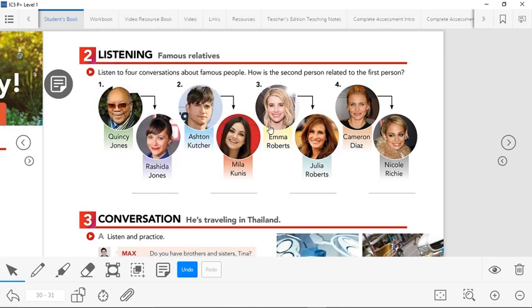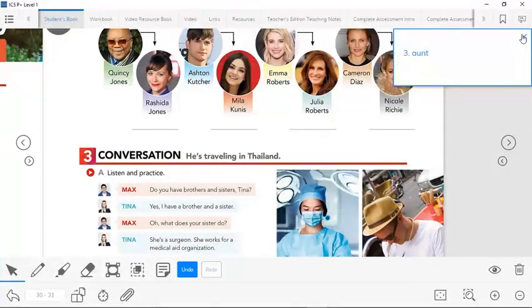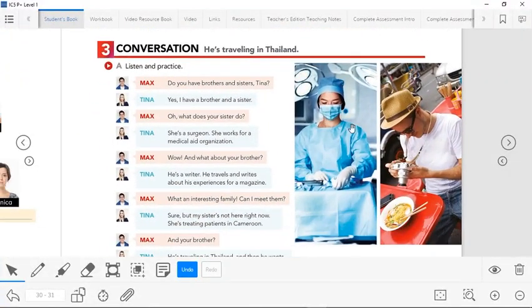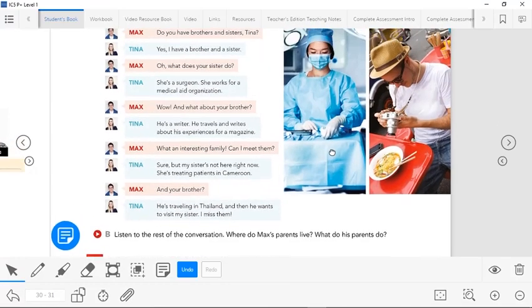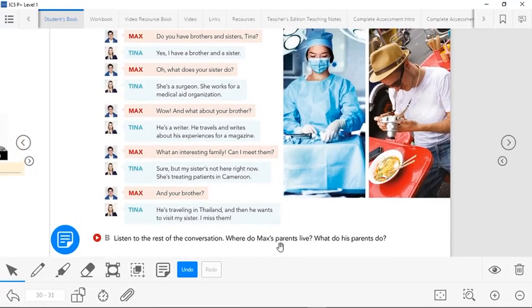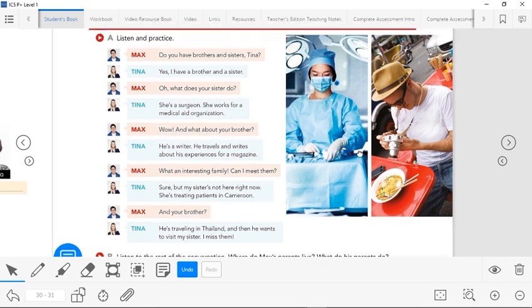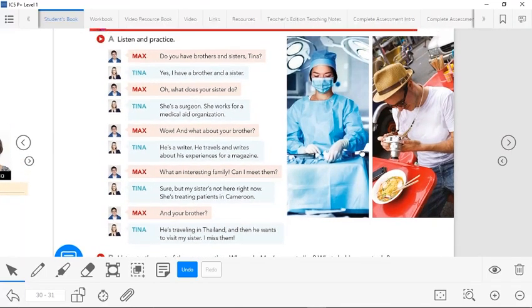Okay, that was really interesting. Let's continue. Now we will listen to a conversation, part A and part B, and try to get the answer for the last part. Where do Matt's parents live, and what do his parents do? Okay, let's pay attention to this.